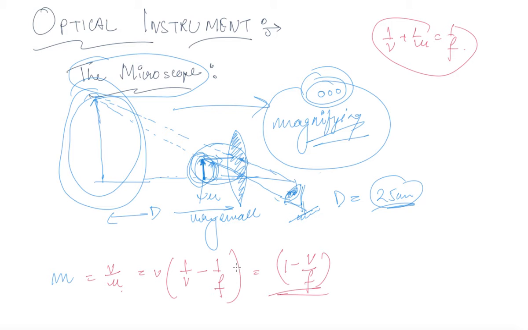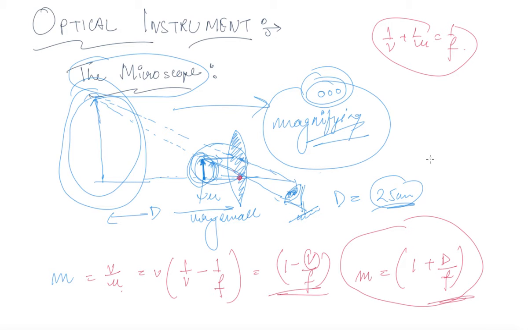So now, what is magnification? If you talk about magnification, it is nothing but 1 minus v by f. Now, if you look over here, what is v? v is this distance, v is distance d, and we are measuring this from here to here, so this will be minus d. So 1 plus d by f. Therefore, magnification m is nothing but 1 plus d by f.